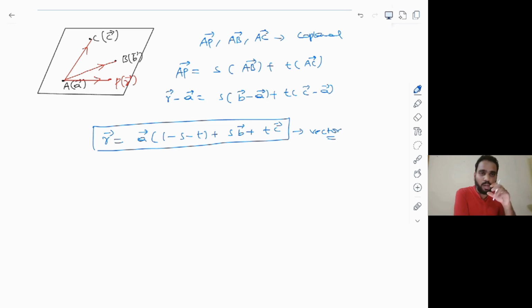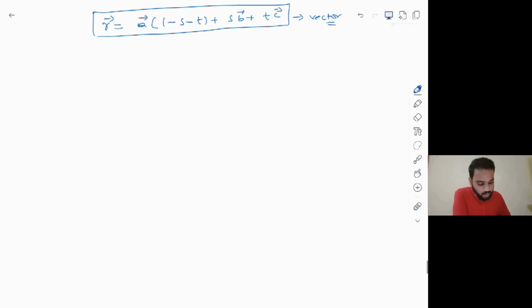As I told, every time there will be a trick. What is the trick here? The trick is to form three coplanar vectors every time. I'll take one more case also, then you will understand how to take the coplanar vectors. And what was the next case that we discussed in Cartesian form? A plane which is passing through two given points, right?